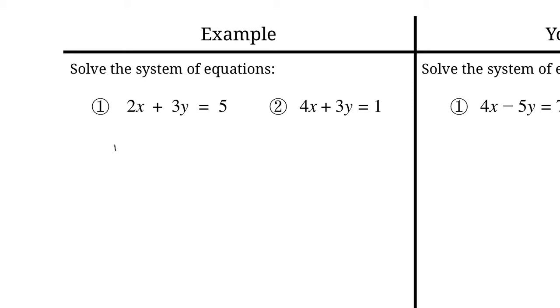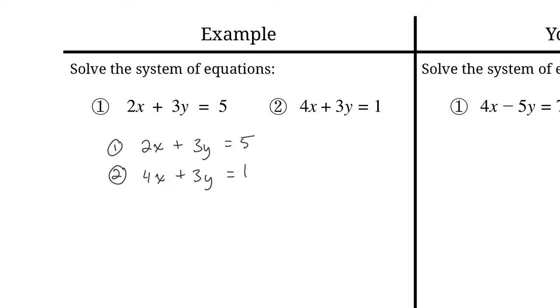So what I'm going to do is stack the two equations on top of each other. So the first equation is 2x plus 3y equals 5, and the second equation is 4x plus 3y equals 1. Now I'm just writing it directly underneath the first equation. And you should always stack your common variables and your constant numbers on top of each other.